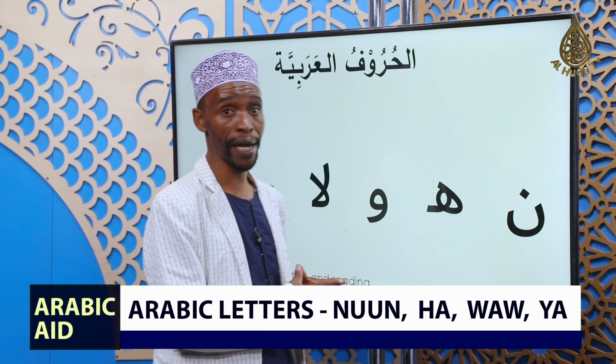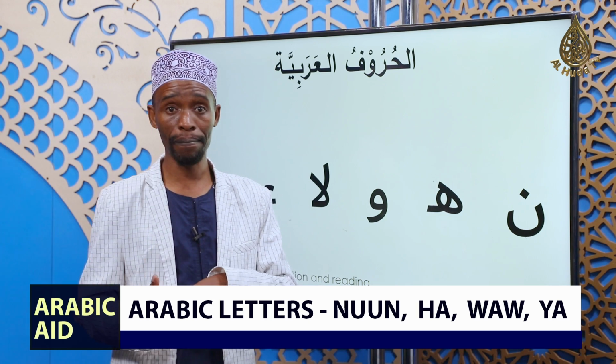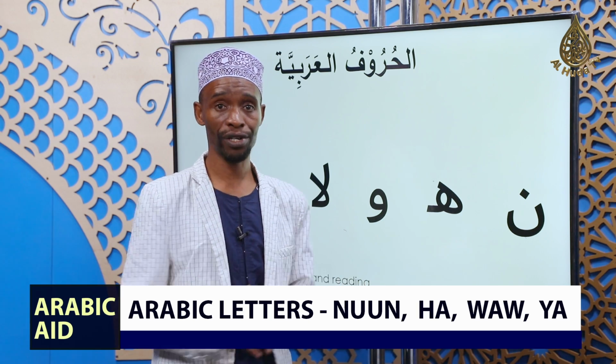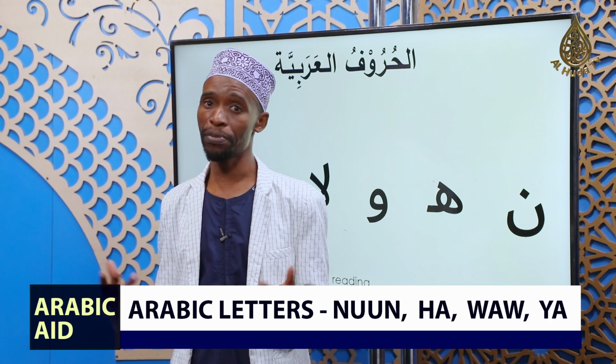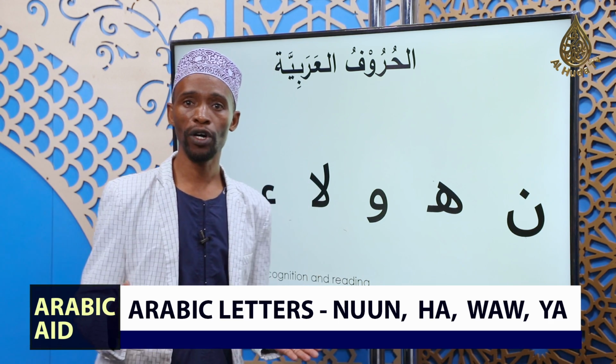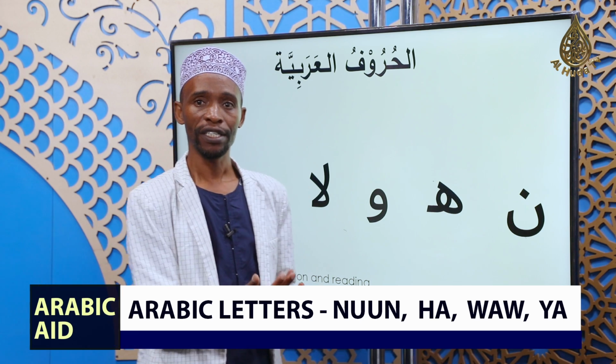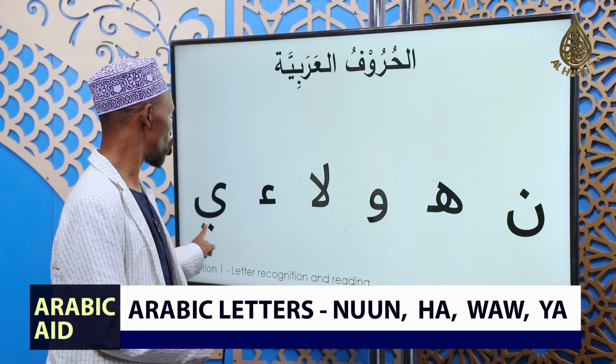Wow is followed by lam, alif, and hamza. Ya is the last letter of Huruful Arabiya. Its shape looks like a pot seated on two dots.